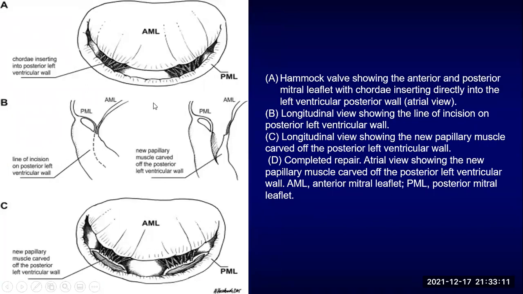For the hammock type, you are showing here the anterior and posterior mitral leaflets, with chordae inserting directly into the LV posterior wall. It is directly inserted in the LV posterior wall. We do a line incision of the posterior LV wall, and we will have a new papillary muscle carved off the posterior LV wall. We can see here the new anatomy.